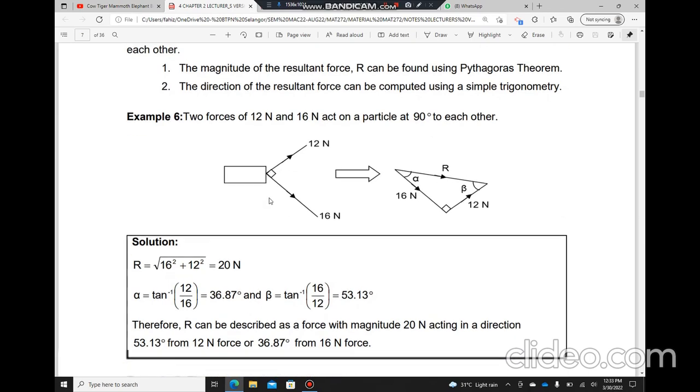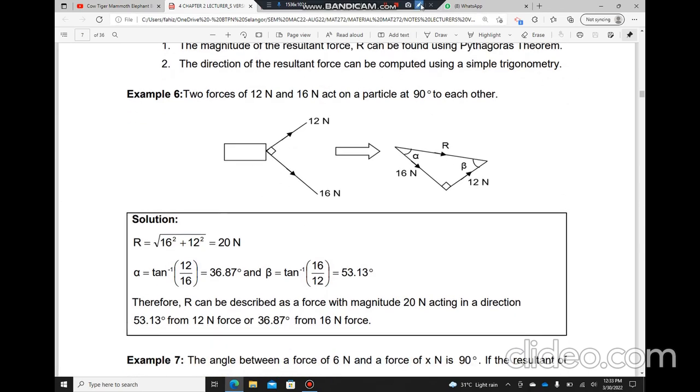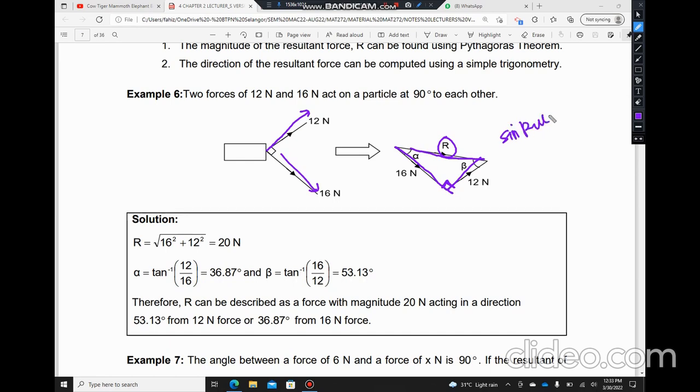Okay, so solution dia, dia ada two forces which are 12 Newton and 16 Newton. Okay, so samalah, maknanya kita buat 12 and then kita sambung dengan 16. Sambung ke sini 16, so kita akan dapat resultant here. Okay, tapi sudut kat sini sekarang dia jadi 90 degree. So kalau sebelum ni kita guna sine rule, tapi yang ni kita boleh guna direct Pythagoras theorem.